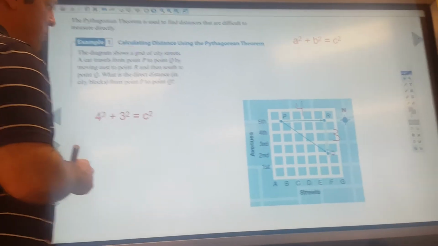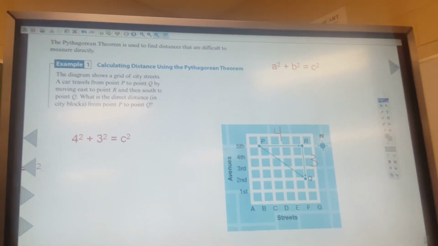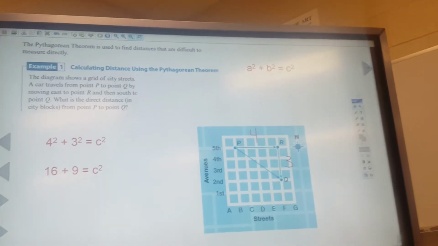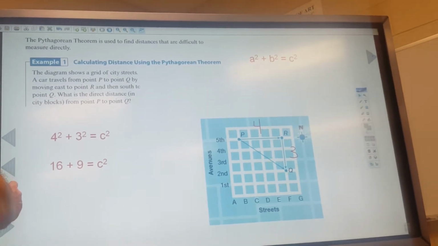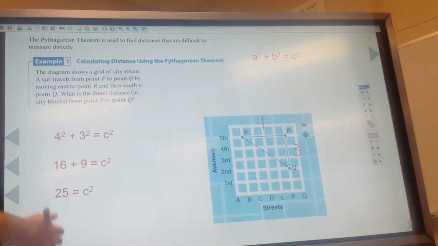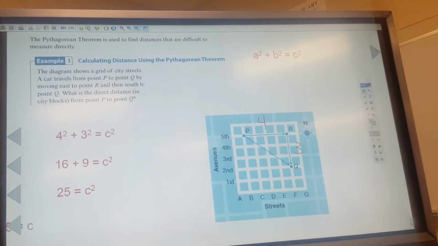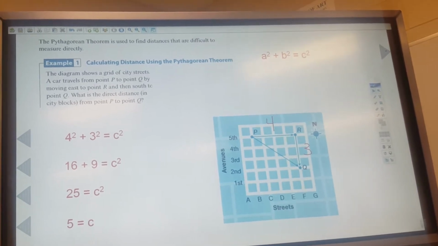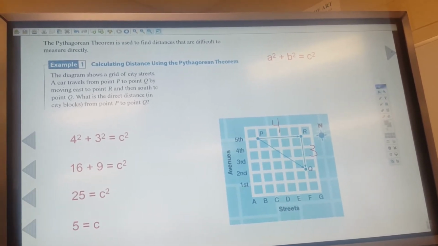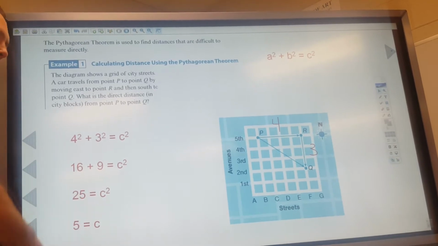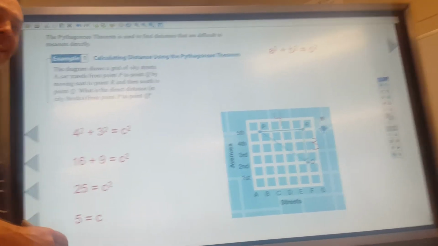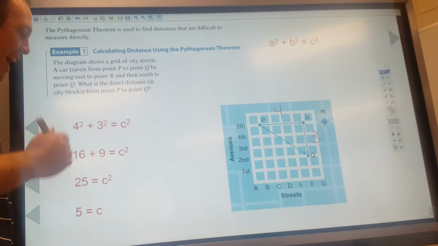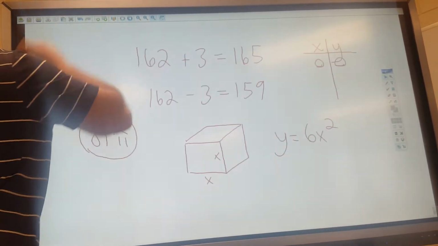So we do 4 squared plus 3 squared is equal to C squared. All right, we square those before we add them. 16 plus 9 is 25, and the square root of 25, we all should know, is C. So we get that distance would be, did I say C? I think I did. The square root of 25 is 5, so C is equal to 5.